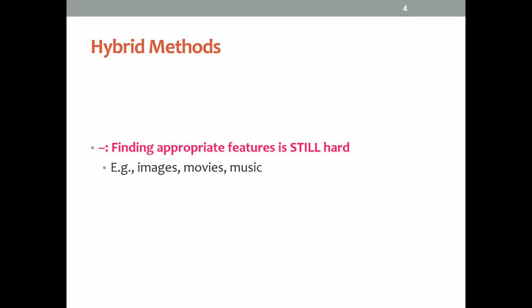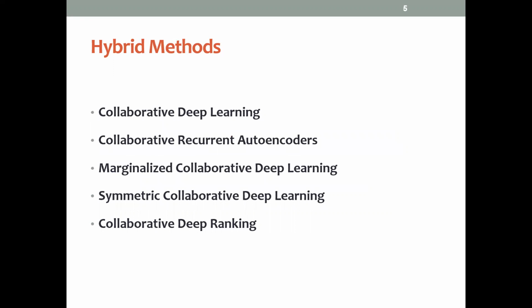Imagine that you are trying to develop a hybrid method for a recommender system to recommend images or movies or music. To come up with a set of useful features for this very complex content is actually a non-trivial task. So in this mini lecture, we will talk about a series of deep learning based approaches to address this problem.